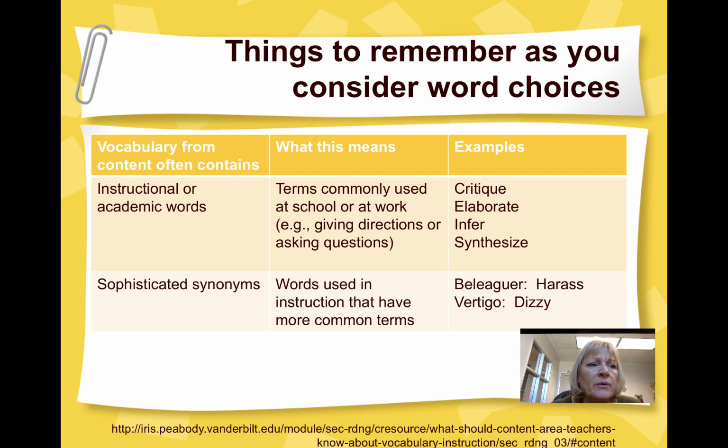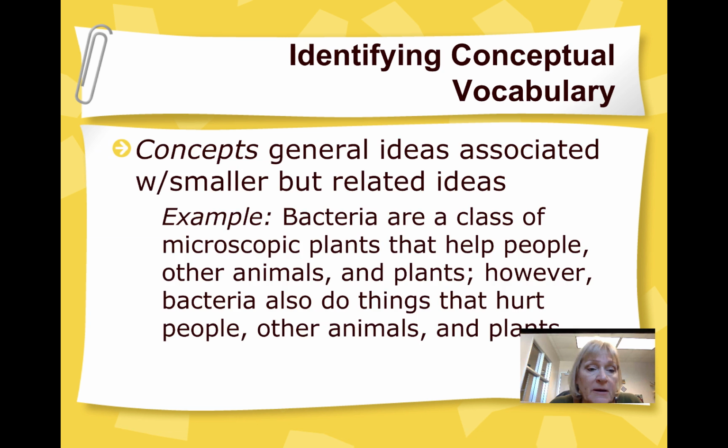And then there are sophisticated synonyms, words used in instruction that have more common terms. So vertigo, I was diagnosed with vertigo this summer, no fun. But what it really means is you're very dizzy. Well, most children know what dizzy means, but they need to learn that vertigo is another word for dizzy, or that harass, which most students know the meaning of, is another term for beleaguer, right? Okay. So identifying conceptual vocabulary is very, very important.